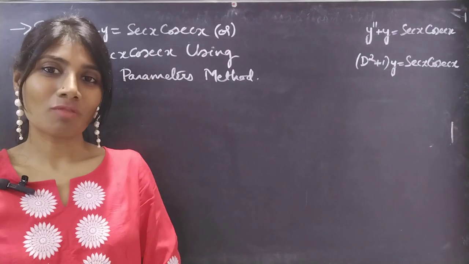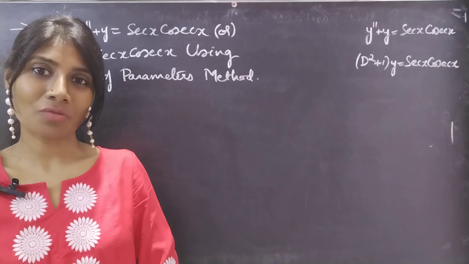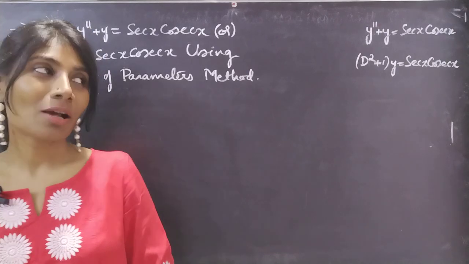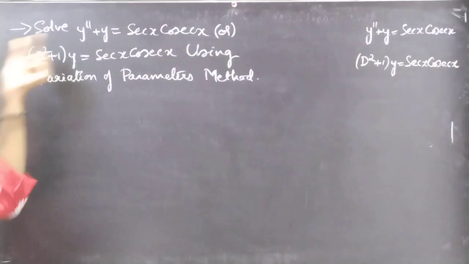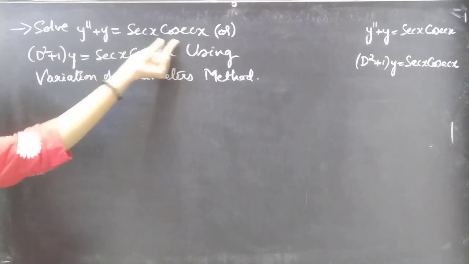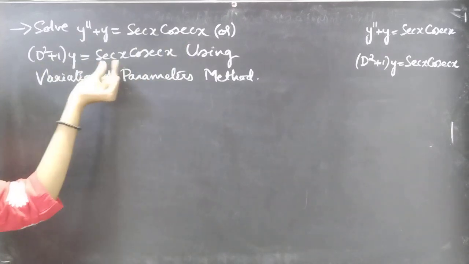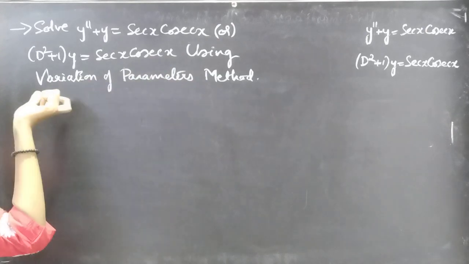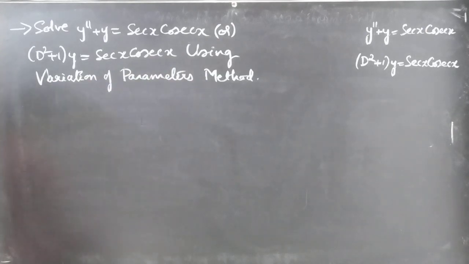In this video, we are going to solve a differential equation using variation of parameters method. So let's get going. Problem: solve y double dash plus y equal to secant x cosecant x, or D square plus 1 into y equal to secant x cosecant x, using variation of parameters method. We are given a differential equation of order 2.